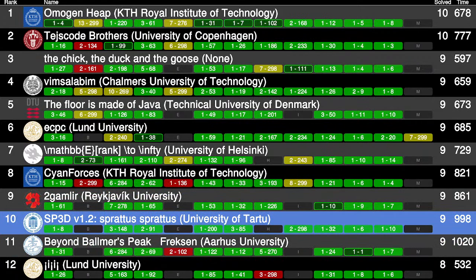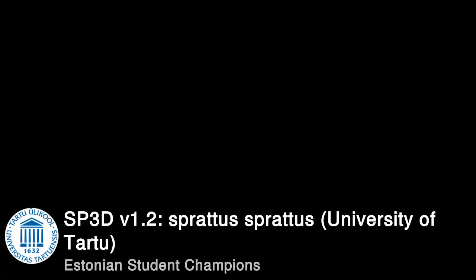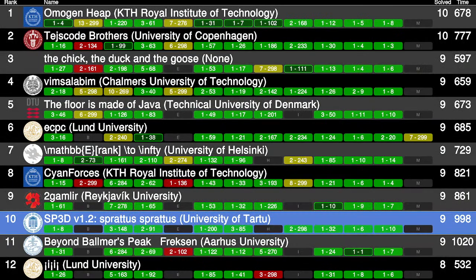Balmer's Peak are done. Now we're at SP3D version 1.2, Spratus Spratus from the University of Tartu, which at 9 problems solved are the Estonian student champions. And 10th place overall. Great work. Very nice.